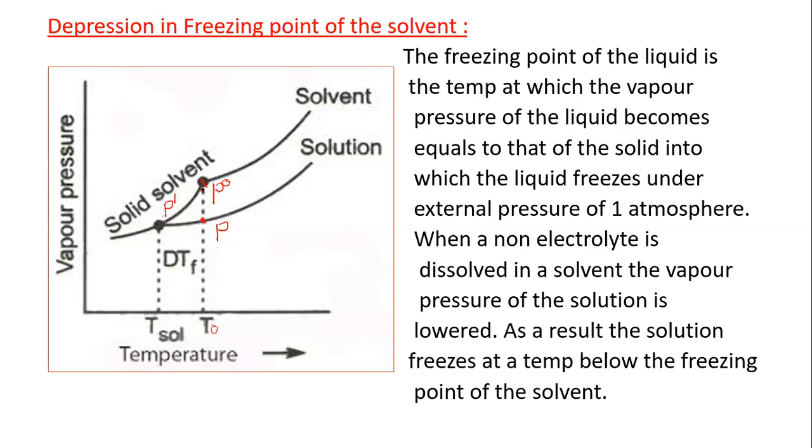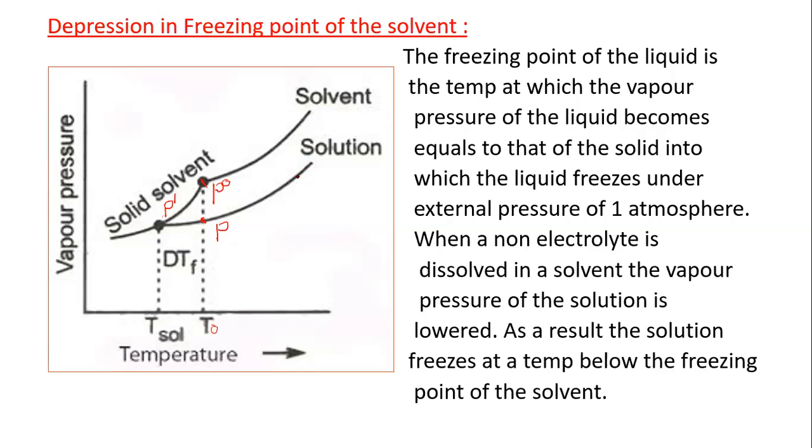Now when we continue the process, the liquid solvent is totally converted into the solid solvent. So in between P0 and P dash, the liquid solvent is converted into the solid solvent. Now when we add a non-volatile solute or non-electrolyte into the same solvent, it is now the solution.